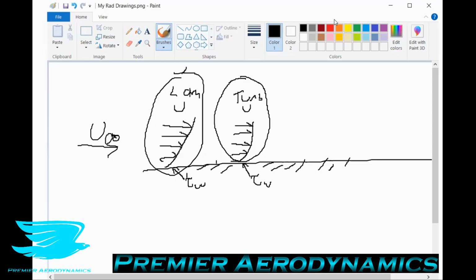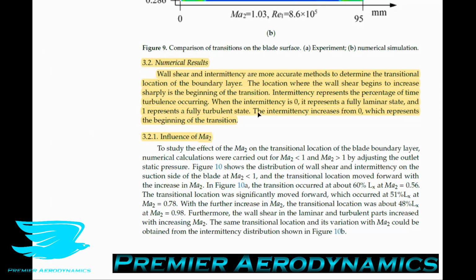So you can look at different shape factors, they're called, which is how sharply velocities and momentums increase as you go away from the boundary layer wall. This is another way of looking at this, but they're not looking at those shape factor ways. They're looking at intermittency and wall shear stress.